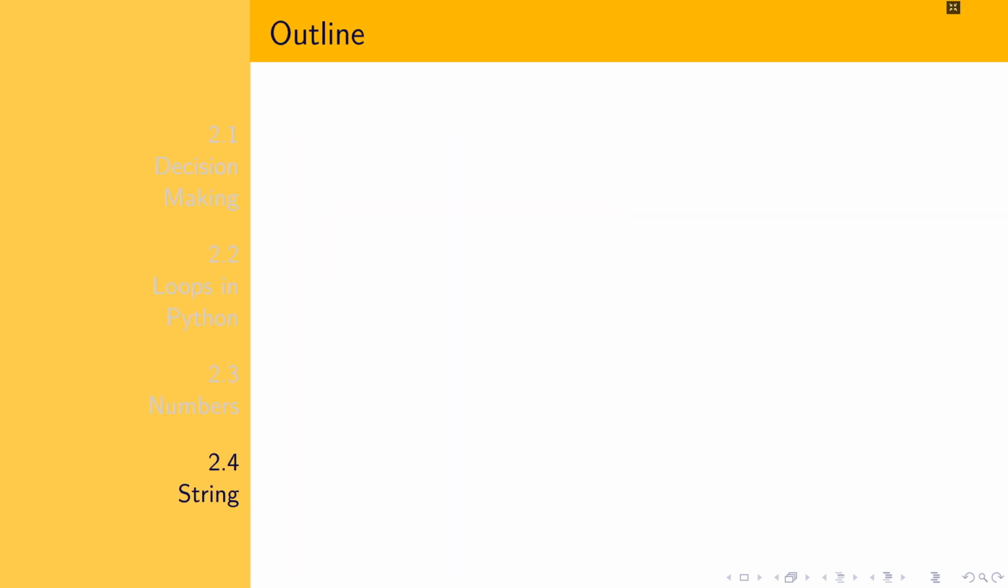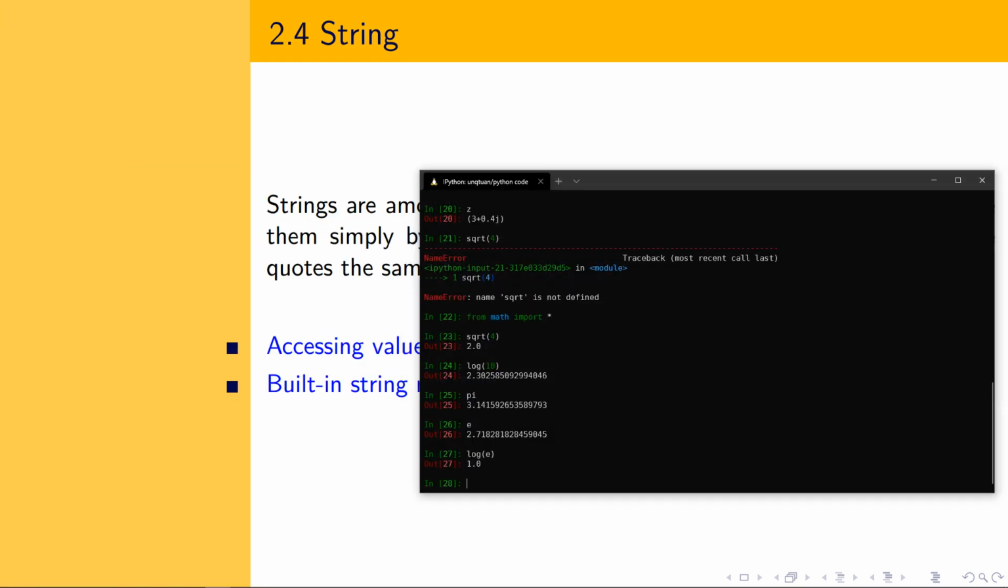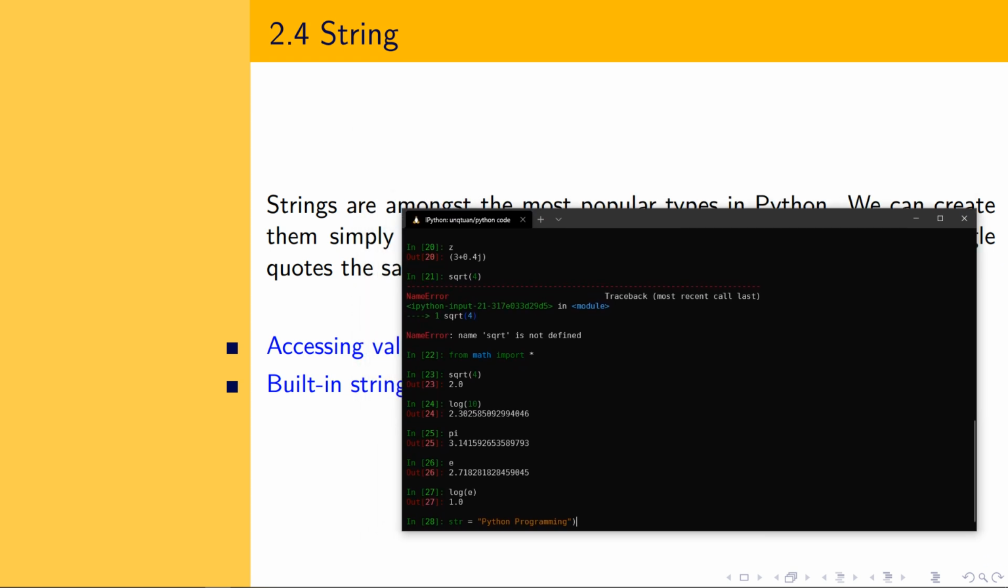The next part is about strings. Strings are among the most popular types in Python. We can create them simply by enclosing a sequence of characters in a pair of quotes. So it's very simple, like we have the string "Python programming", right?